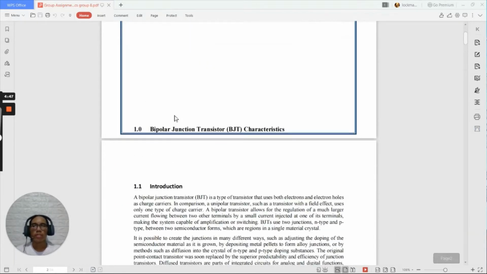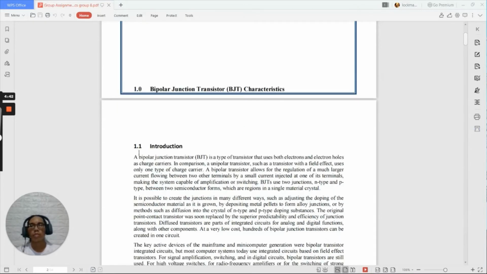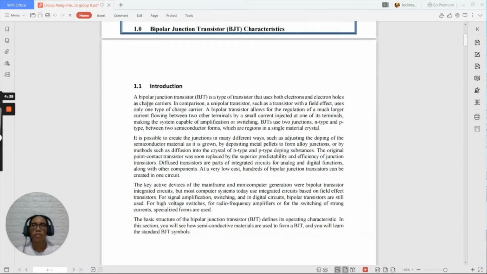Now I will explain about the BJT characteristic, which is bipolar junction transistor. I will try the introduction first. As we know, a bipolar junction transistor is a type of transistor that uses both electrons and electron holes as charge carriers. In comparison, a unipolar transistor such as a FET uses only one type of charge carrier. The bipolar transistor allows for the regulation of a much larger current flowing between two other terminals by a small current injected at one of its terminals, making the system capable of amplification or switching.